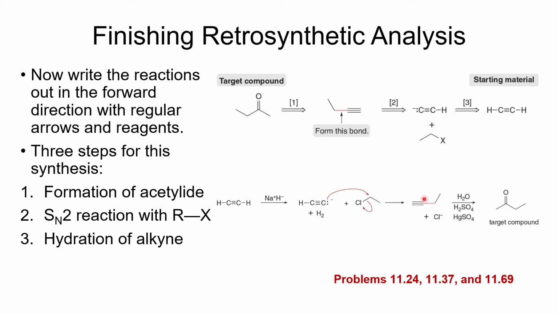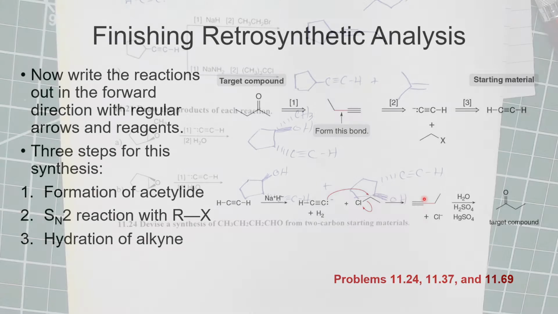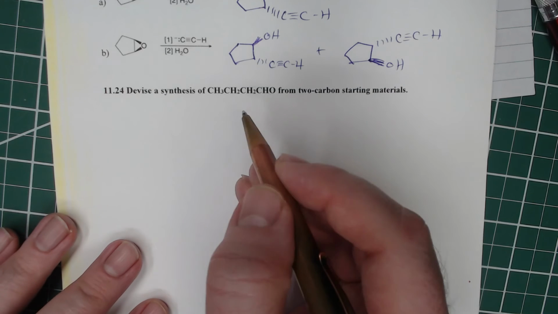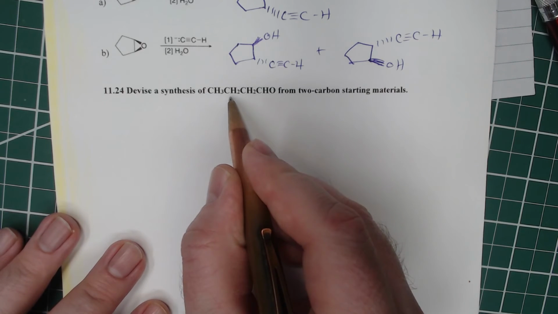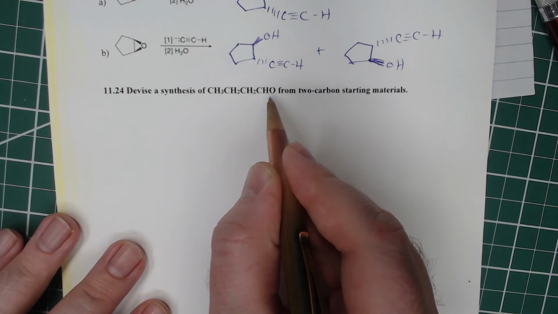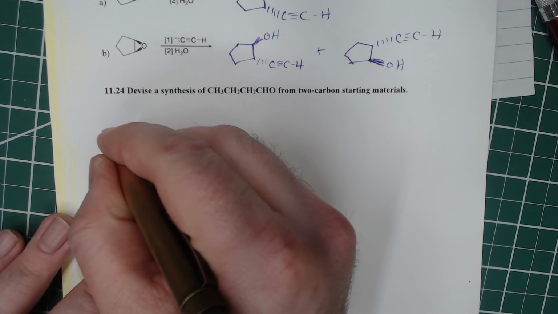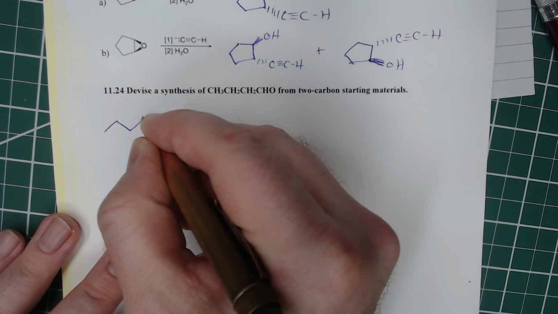Now, I just mentioned that. That's not something you're going to have to do right away unless you decide to become a chemistry major, or if you go to grad school in chemistry. So let's head on over to our in-class assignment. We're going to devise a synthesis for CH3, CH2, CH2, CHO. So that's an aldehyde. It's a 4-carbon chain. So I'm going to redraw it as a skeletal type. So there's that.